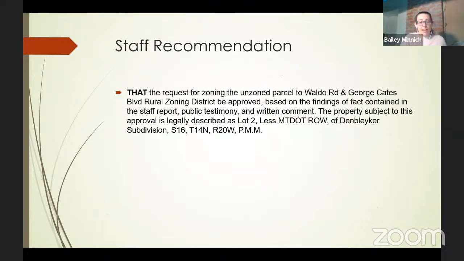So staff is recommending approval of the request, and I'm happy to go into further details. I know I just gave a really big overview. I know Tom from Eli and Associates is on the line as well, representing the applicant. So we're happy to answer any questions, or I can go into more detail if you'd like.